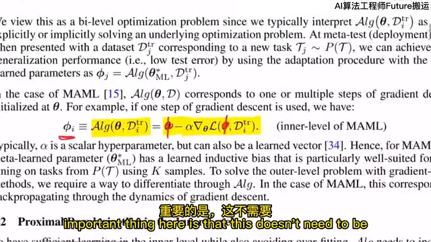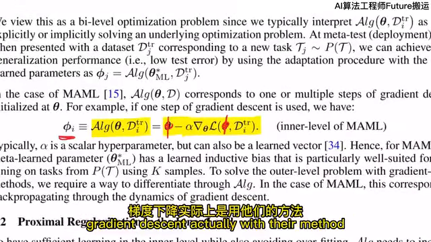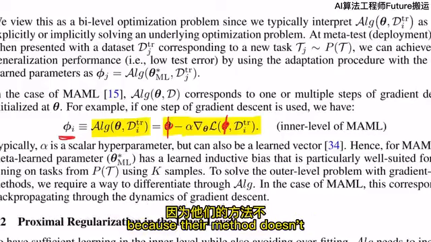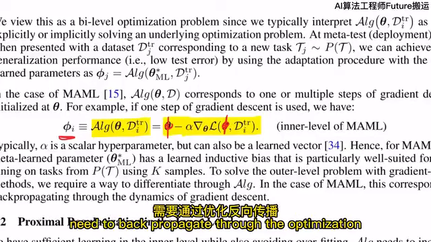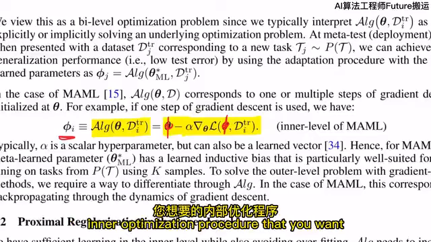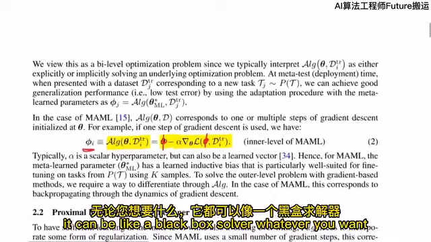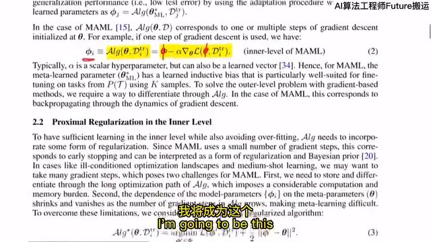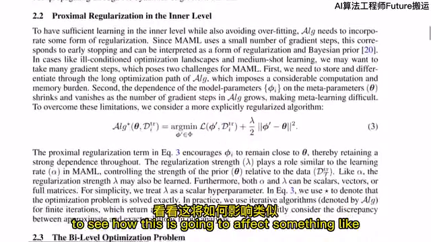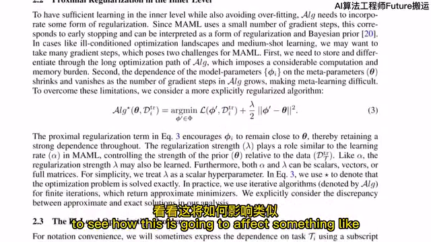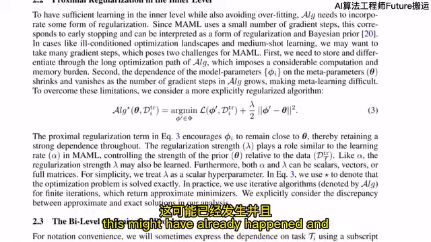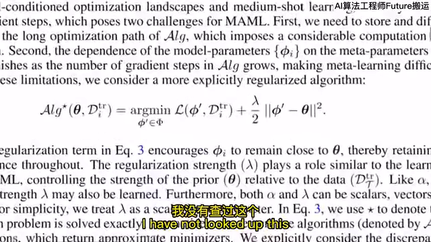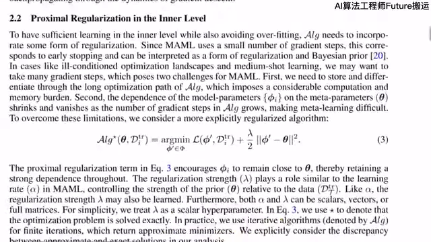The important thing here is that this doesn't need to be gradient descent actually with their method, because their method doesn't need to backpropagate through the optimization. You can think of any inner optimization procedure that you want. It can be like a black box solver, whatever you want. It's going to be interesting to see how this is going to affect something like reinforcement learning and so on. This might have already happened, and I have not looked it up.